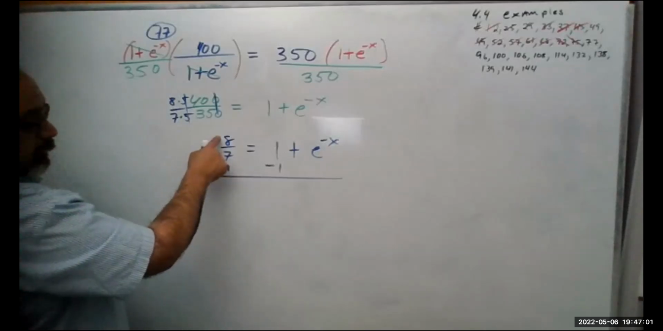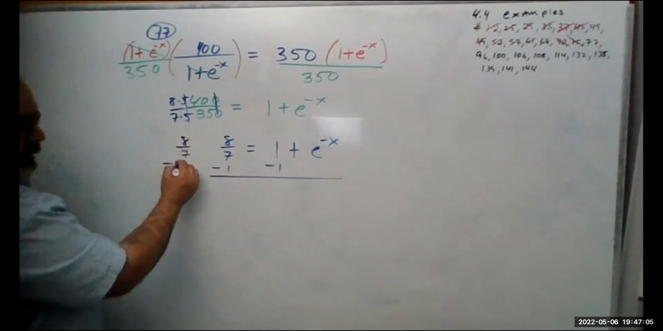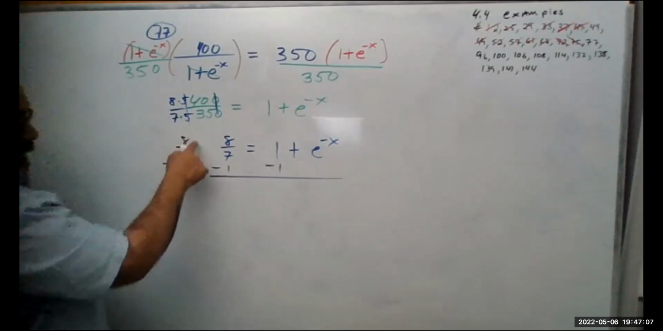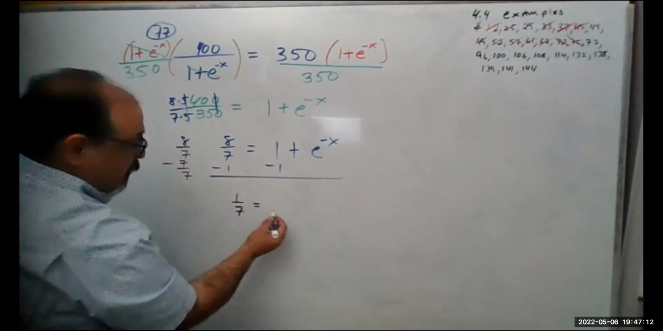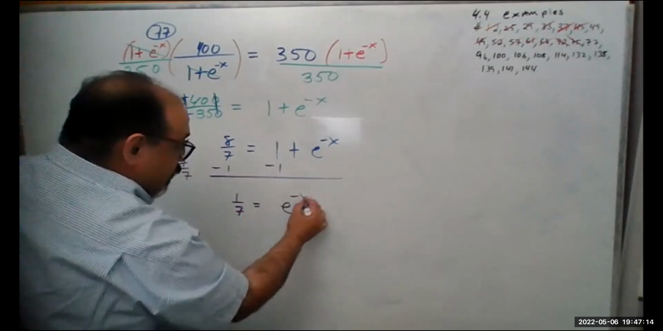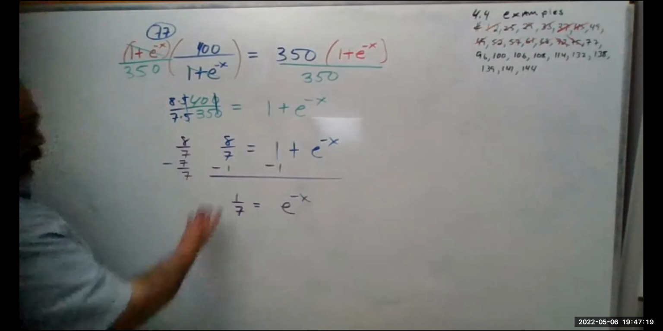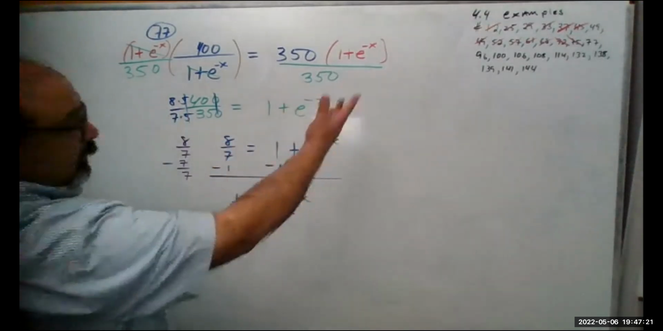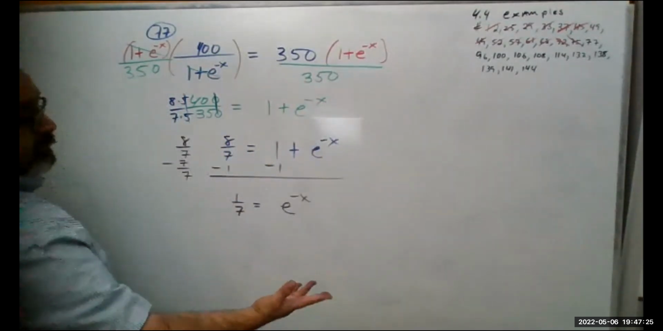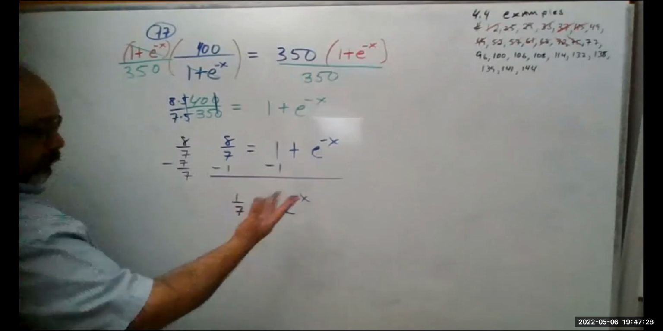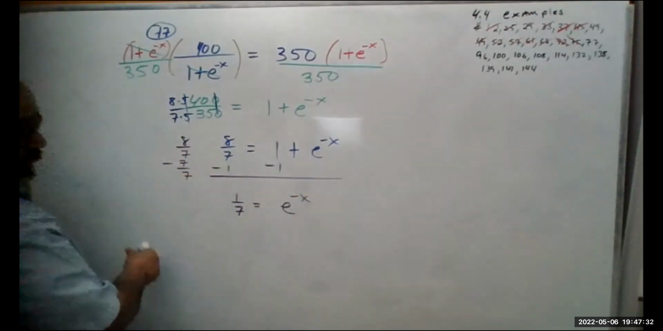8 over 7, take away 1, would be 8 over 7 minus 7 over 7. 8 sevens minus 7 sevens. This is just 1/7 equals e to a negative x. If you want to go decimal, because you know you're going to end up rounding to 3 decimal places, that's fine. 1/7, punch it up as a decimal. But you should be able to handle these kinds of fractions.